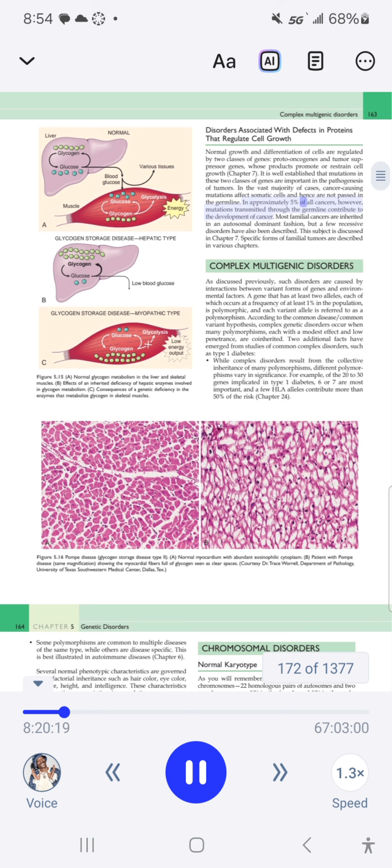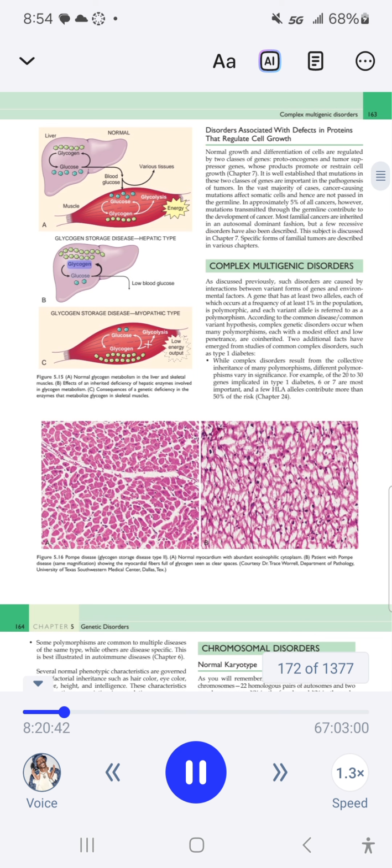In approximately 5% of all cancers, however, mutations transmitted through the germline contribute to the development of cancer. Most familial cancers are inherited in an autosomal dominant fashion, but a few recessive disorders have also been described. This subject is discussed in Chapter 7. Specific forms of familial tumors are described in various chapters.